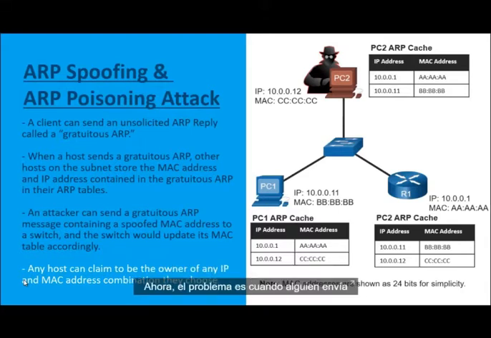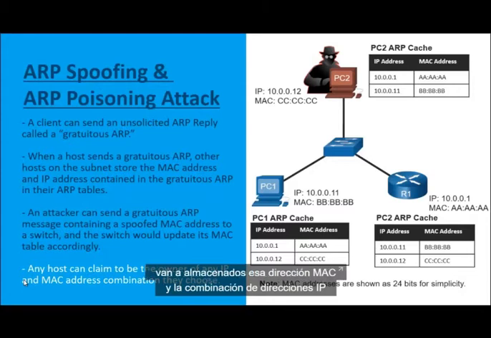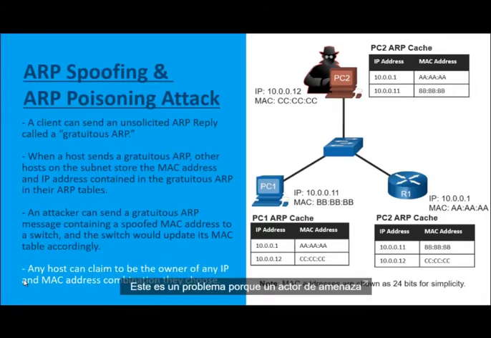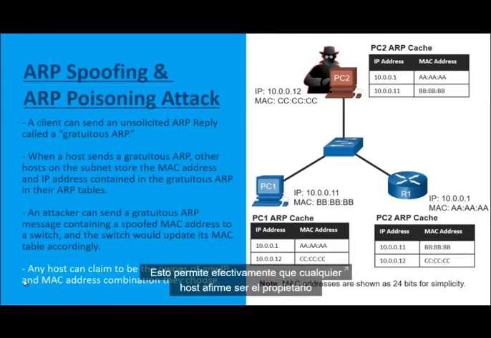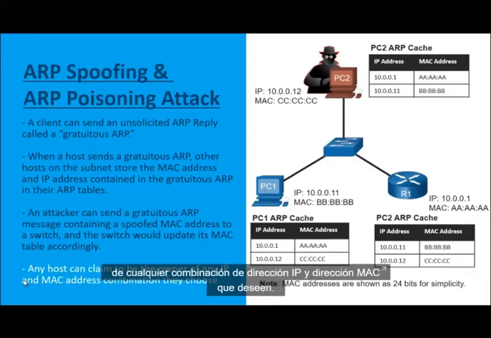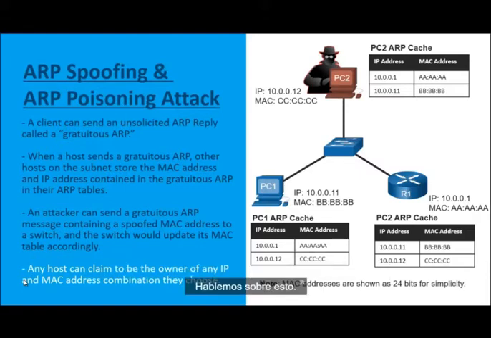Now, the problem is when someone sends out a gratuitous ARP as a broadcast, other devices, which should be hosts as well as network switches, are going to store that MAC address and IP address combo in their ARP tables and MAC address tables. This is an issue because a threat actor can send a gratuitous ARP message with spoofed information inside of it. This effectively allows any host to claim to be the owner of any IP address and MAC address combo that they want to. So let's talk about it.